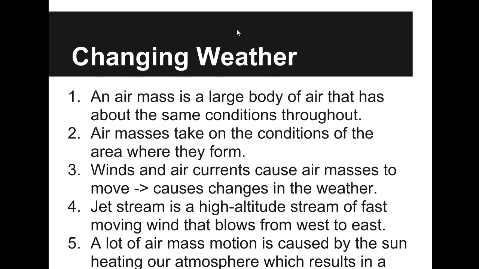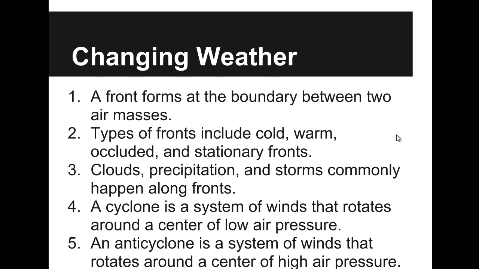A lot of air mass motion is caused by the sun heating our atmosphere, which results in temperature changes. And as we've discussed before, those temperature changes aren't the same in every location. A front forms at the boundary between two air masses, where those two air masses meet, or sometimes multiple air masses. Types of fronts include cold, warm, occluded, and stationary fronts. Clouds, precipitation, and storms commonly happen along fronts. A cyclone is a system of winds that rotates around a center of low air pressure. An anticyclone is a system of winds that rotates around a center of high air pressure.